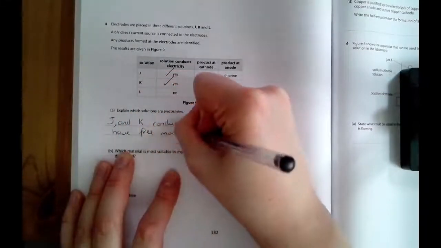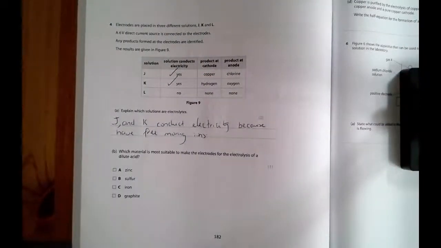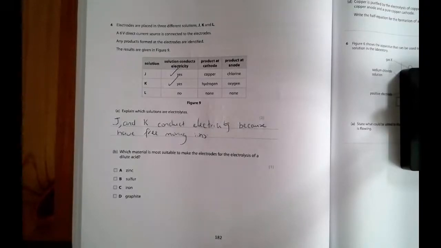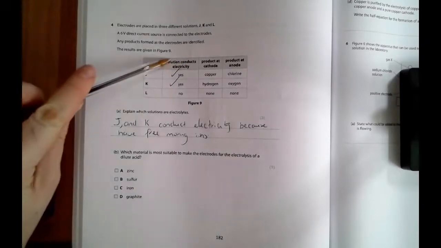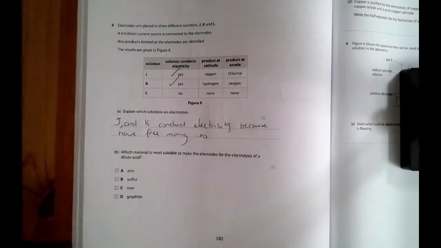So anytime you're asked about conducting electricity in these questions, be more specific, okay? Give a little bit more detail. The reason ionic compounds can conduct electricity is because they've got ions that are free to move, and that will only happen when they are liquid or aqueous. In this case, you're talking about a solution, so they're in aqueous form. Those ions are free to move, and that's why they're conducting electricity.